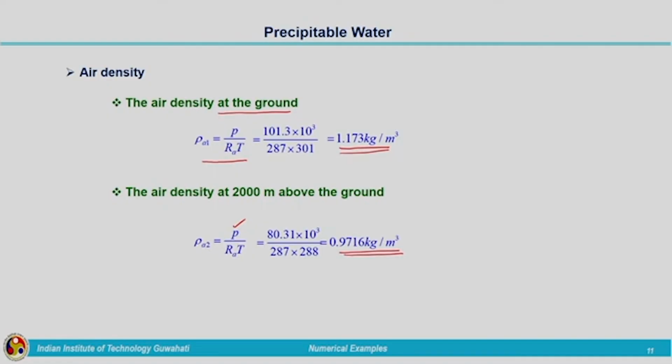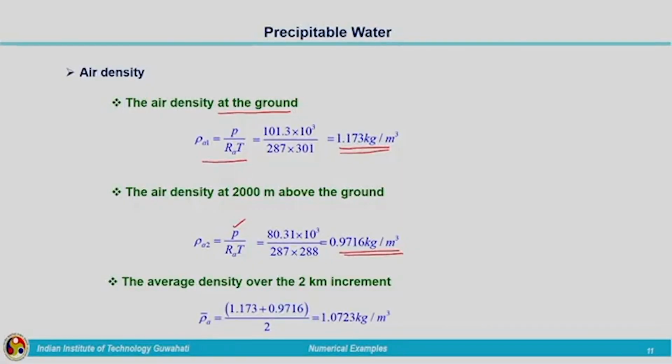So, you can understand air density rho A1 and rho A2, look at the values. At the ground surface it is 1.173 kilogram per meter cube, and at an elevation of 2000 meters it is lighter, that is it is coming out to be 0.9716 kilogram per meter cube. So, as we go to higher elevation, the density reduces. Now, average density over 2 kilometer increment, that integral equation we have discretized, and we are calculating the average value to make the expression simple. So, the average value of air density is 1.0723 kilogram per meter cube.